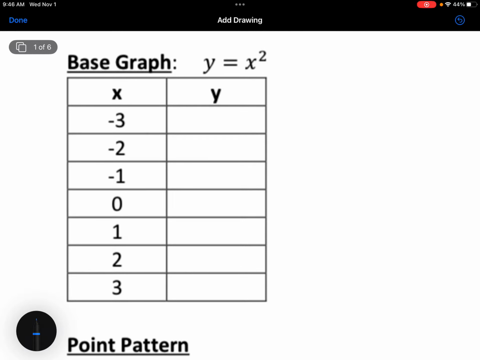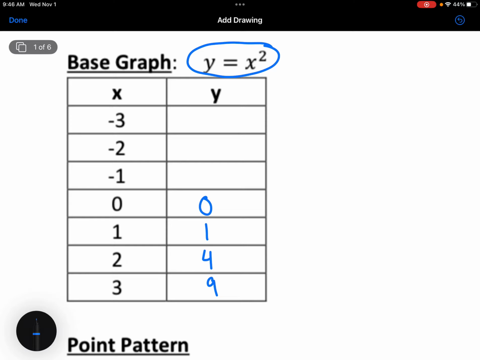All I've done is started at -3 and gone up to 3. So I'm going to start in the middle here. If we do 0 squared, all we're doing is inputting into this equation, y equals x squared. 0 squared is obviously 0. 1 squared is 1, 2 squared is 4, 3 squared is 9.